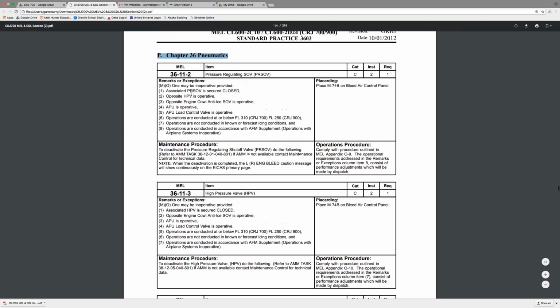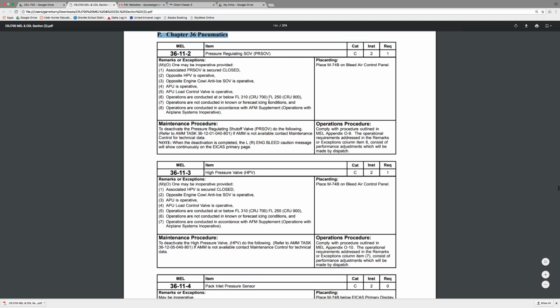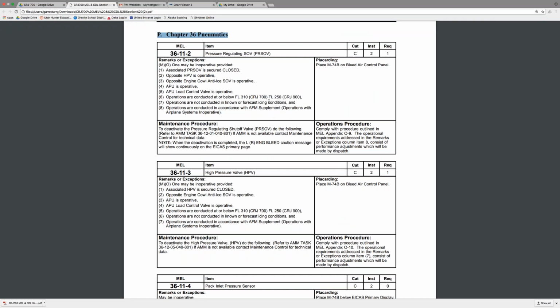What we're looking for is what are some of the things we're going to see if there's an MEL on one of our bleed air systems, and what restrictions that causes for our flights? Well, your APU is operative. Okay, it's not a restriction, but it is something that's required to be operating. Yep. Okay, so restriction.